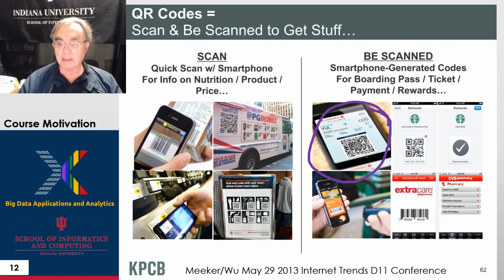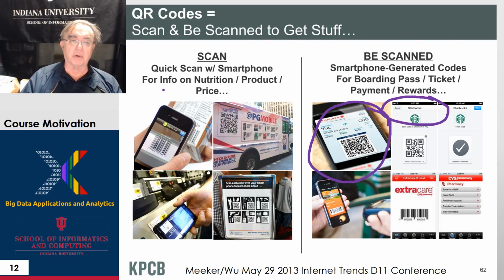And Starbucks is certainly a well-known place that does this, but lots of people are doing this type of smartphone-related scanning, and you can get information on products and prices, nutrition, and so on. And of course, UPS trucks and things are all automated through this type of scanning.